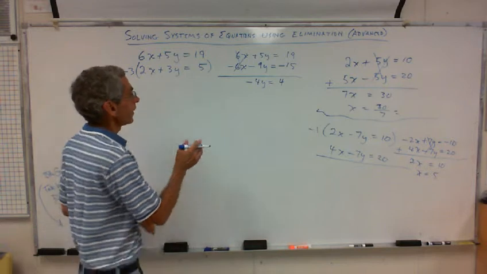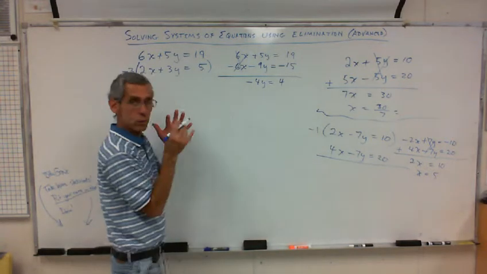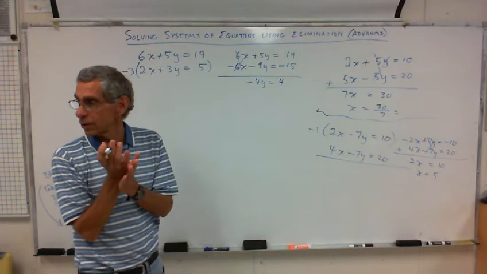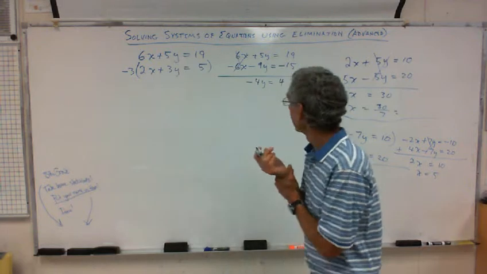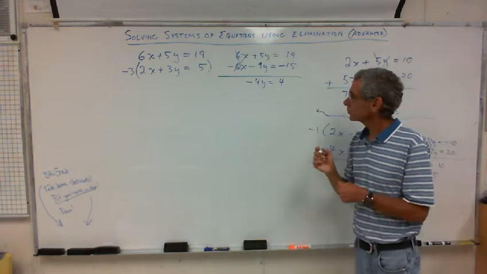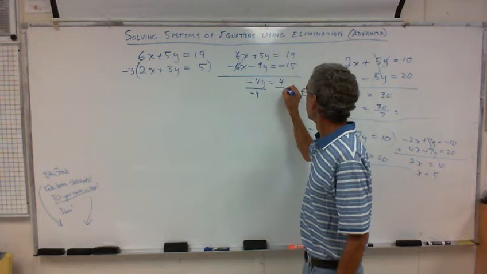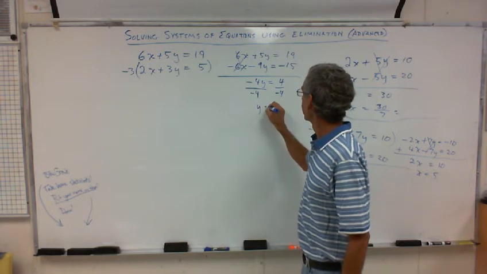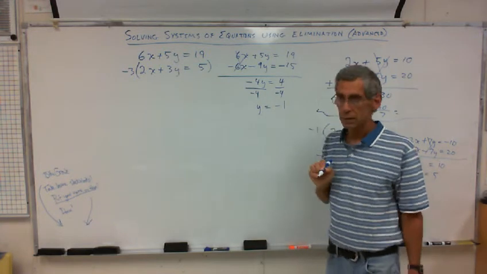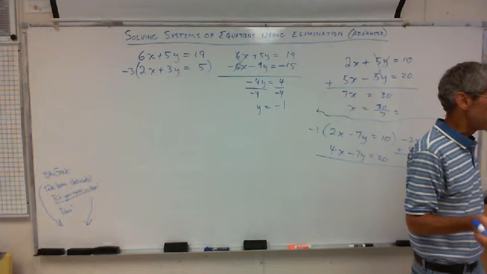It doesn't matter. Just whichever one is the easiest, you always go for. Whichever one is the easiest, you go for. And so I'm going to just divide by negative 4. Divide by negative 4, and I get y is equal to negative 1. Right? And I'm done, right?